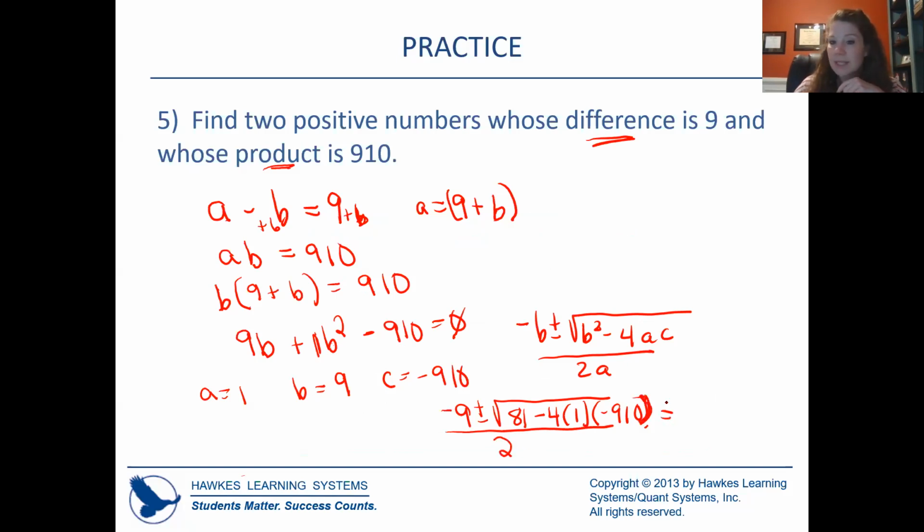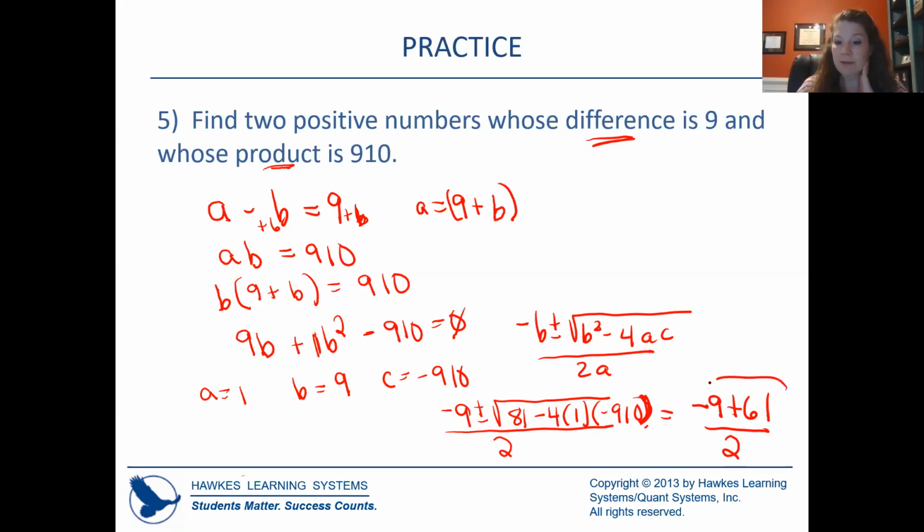So in my calculator, I'm going to type in what's under the radical. So I have 81 minus 4 times 1 times negative 910, which is 3,721, and the square root of that big number is 61. So the only number that will work is negative 9 plus 61, which will give me a positive number divided by a positive number, which is a positive number. The other answer would give me a negative answer, but at the top it says find two positive numbers.